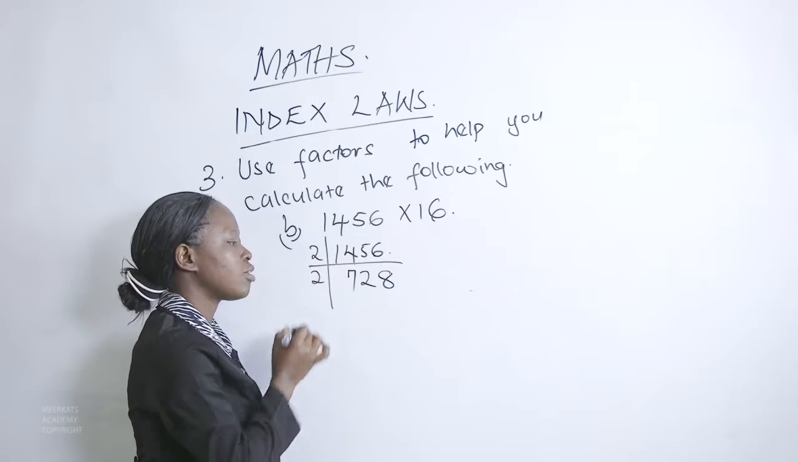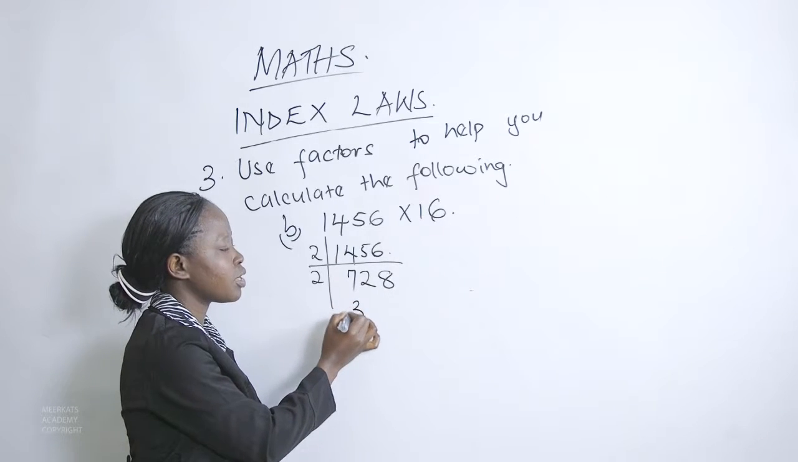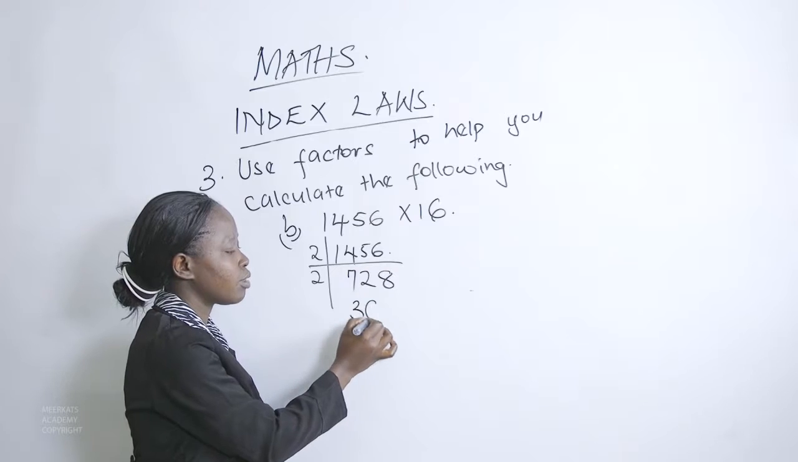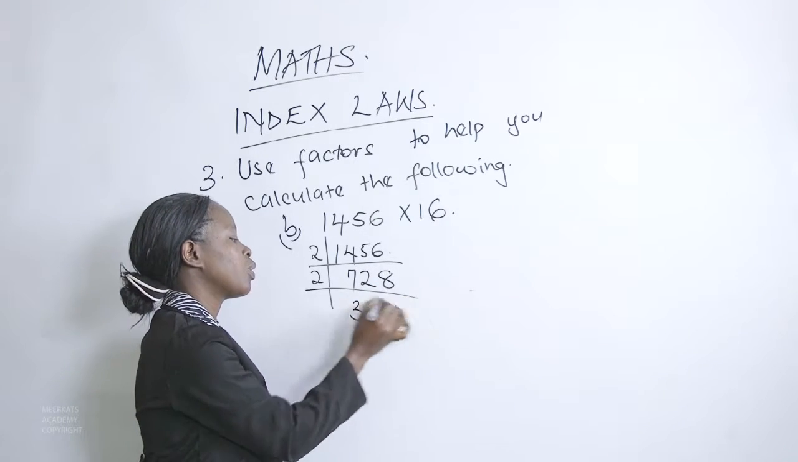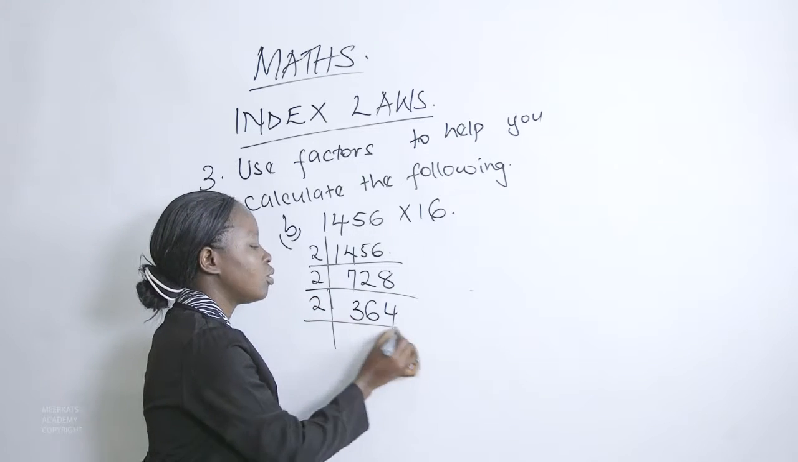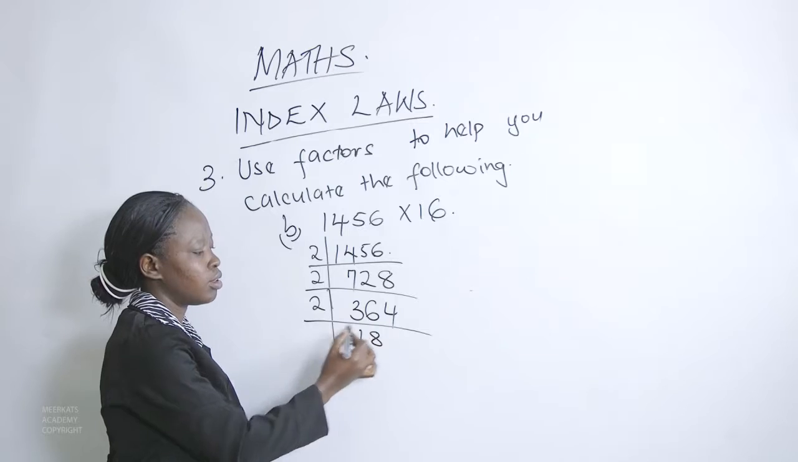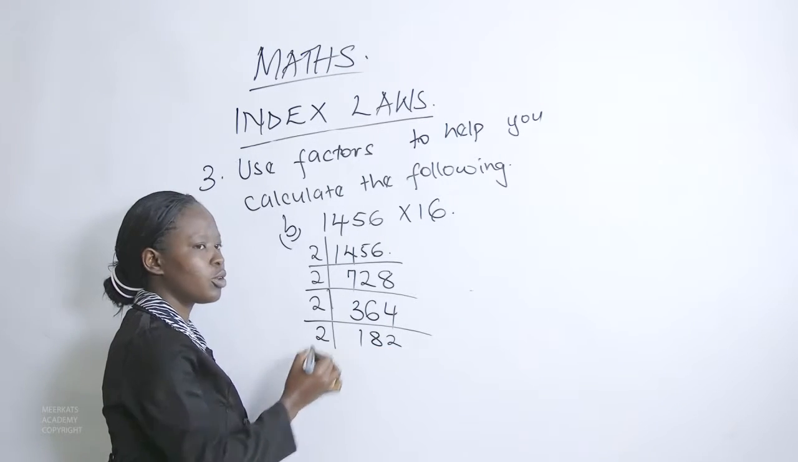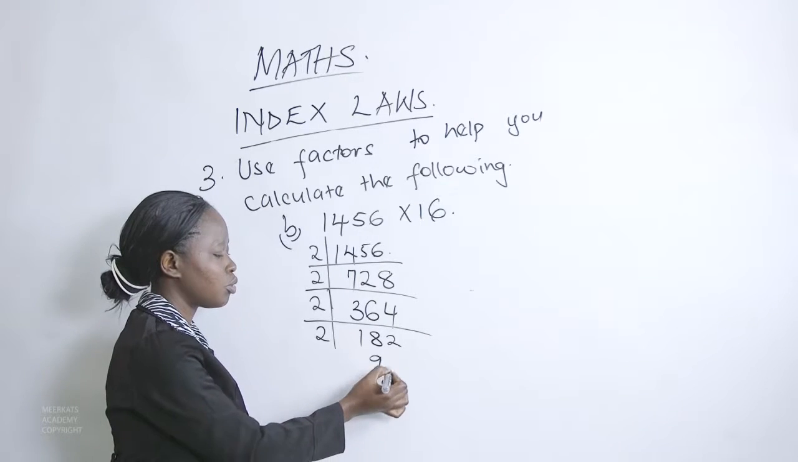Then the next factor is still 2. 2 into 7, we have 3. We are left with 1. So 2 into 12, that is 6. And 2 into 8, 4. 2 into 3, 1, 2 into 16, 8, 2 into 4, 2. 2 into 18, 9, 2 into 2, 1.